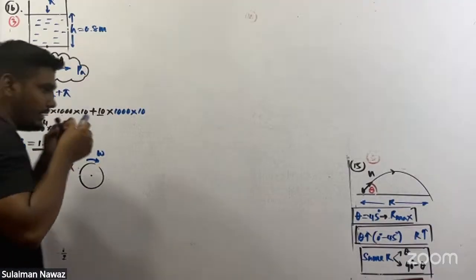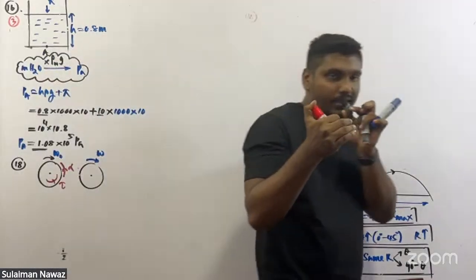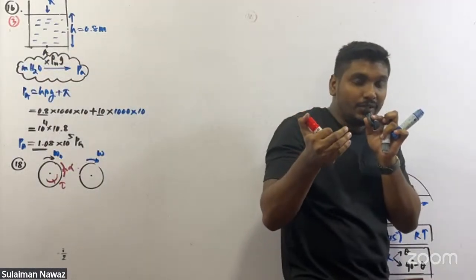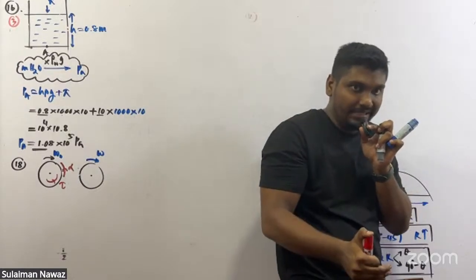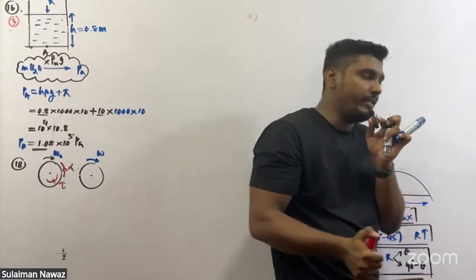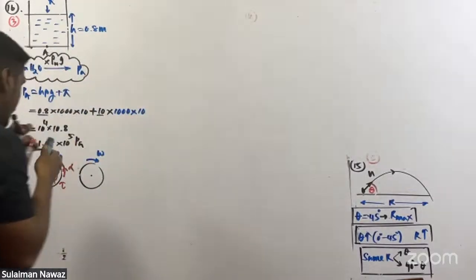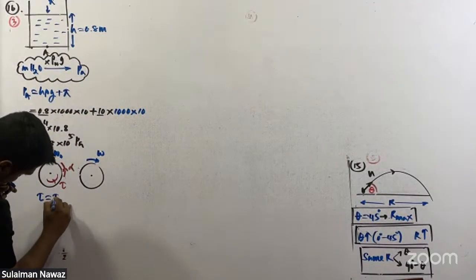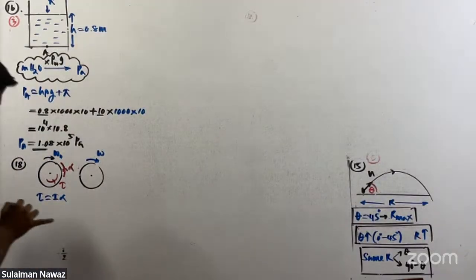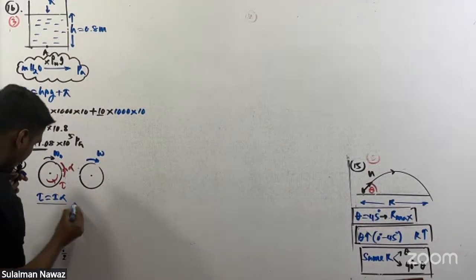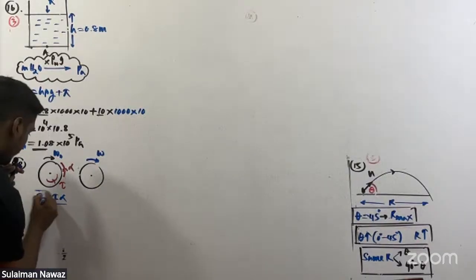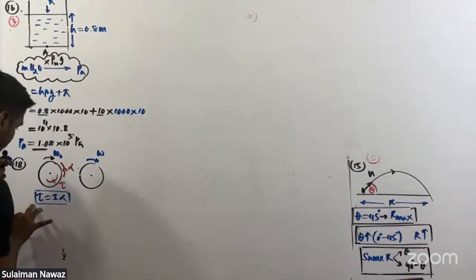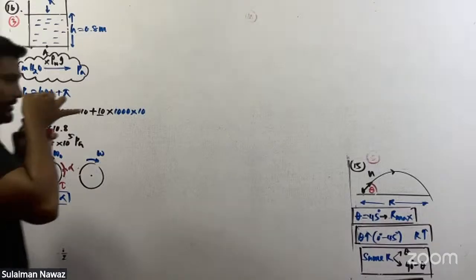So we learned the F equals ma equation. The resultant force F must be equal to mass into acceleration. In rotational motion, there is a similar equation: tau equals I alpha. We all know the tau equals I alpha equation. Shall we find the angular acceleration?